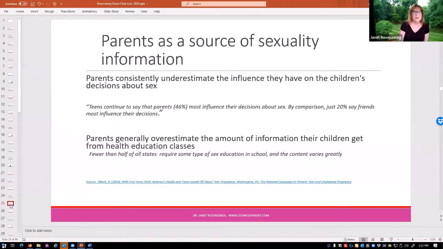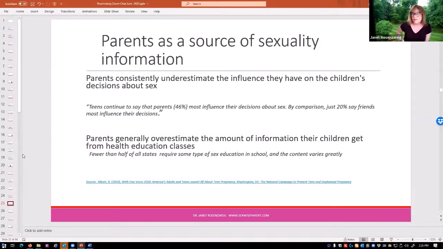Let me share a little bit of research on parents as an important source of sexuality information. We know that parents consistently underestimate the influence they have on children's decisions about sex. Bree will be putting the link out for you for this resource as well. Teens continue to say that their parents have a big influence on their decisions about sex. By comparison, just 20% say that friends most influence their decisions.